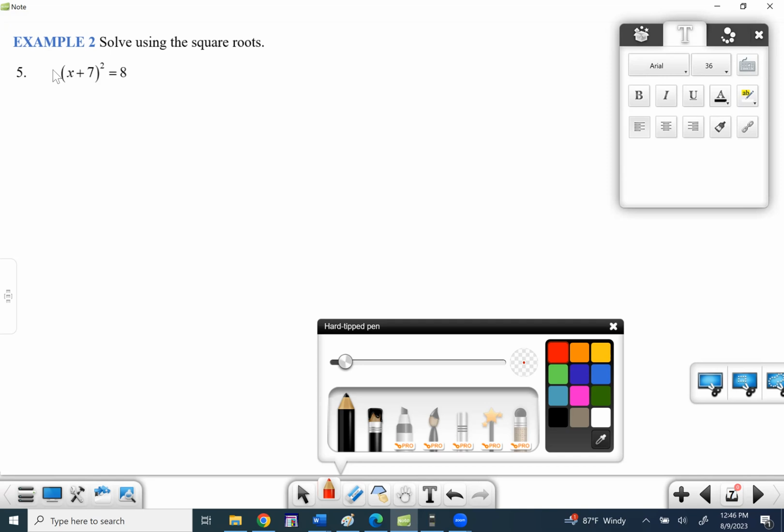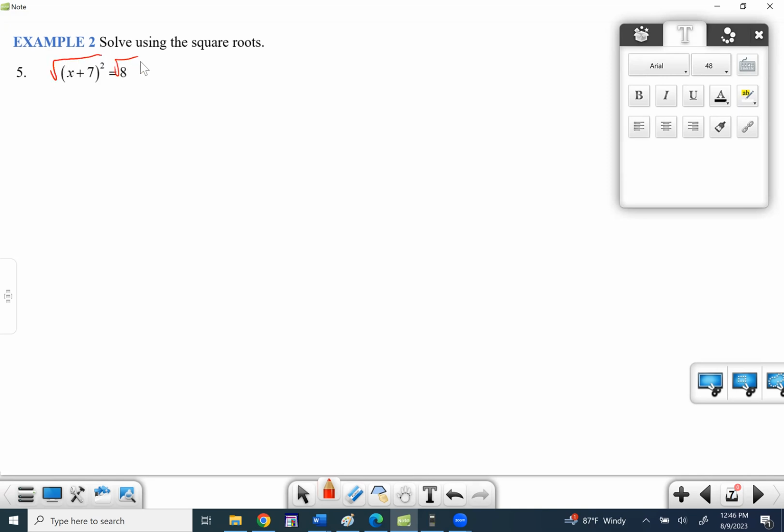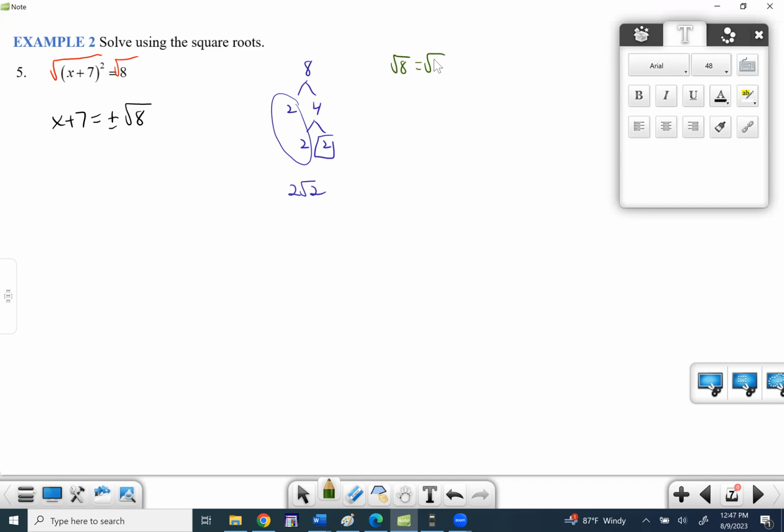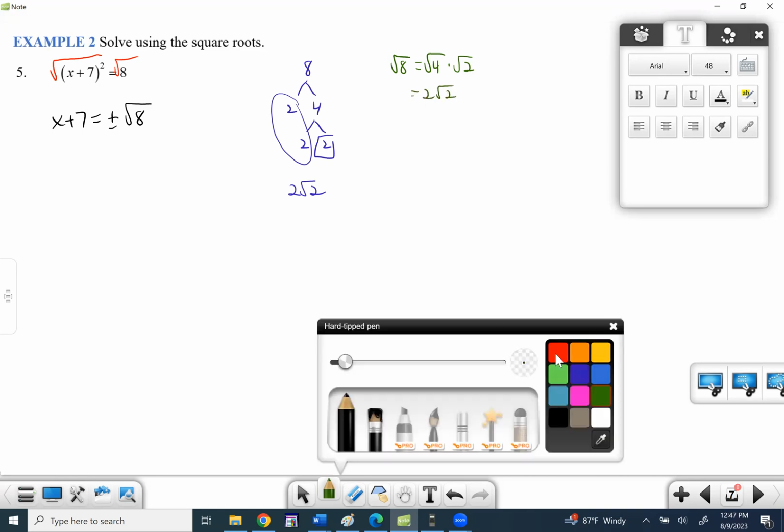To get rid of a squared, the quickest way is to square root both sides. Just don't forget your plus or minus. Now we're going to break down the 8. Remember, you can break down the 8 by prime factorization: doubles go on the outside, singles go on the inside. Or you could say the square root of 8 is the square root of 4 times the square root of 2, so it must be 2 root 2. Or if your teacher lets you, just use your calculator to get it done.